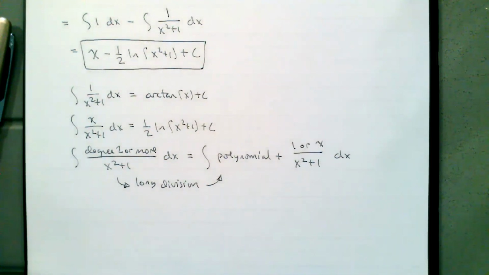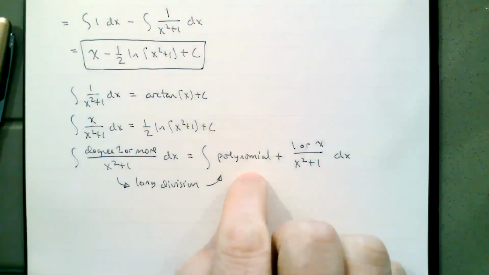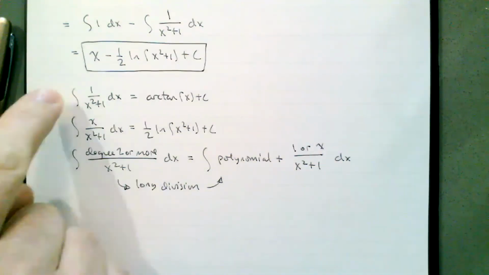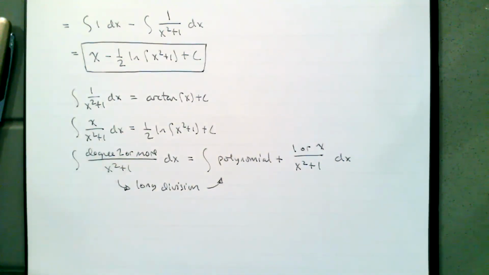So anything where the degree is 2 or more, we can just do the long division to break off a polynomial, and then the fraction part will either have a 1 or an x in the numerator, or a combination of both, which we could also just split.